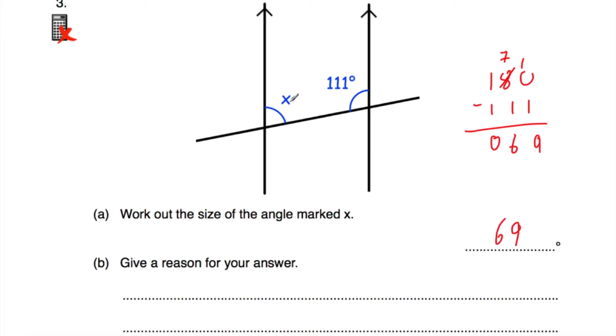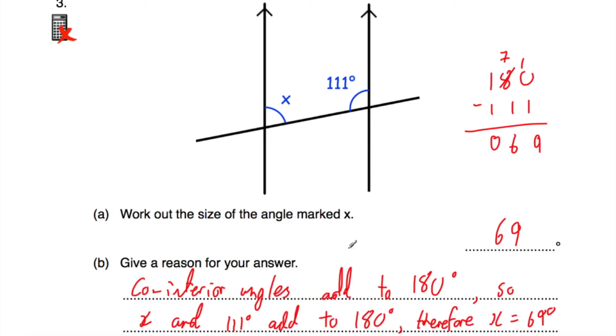So the size of this angle marked X is 69 degrees. And let's explain that. I've just explained that co-interior angles add together to be 180 degrees. So X and 111 degrees add together to be 180 degrees. So therefore X is 69 degrees.